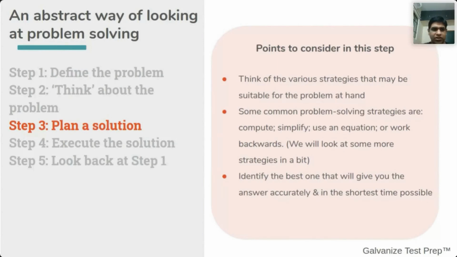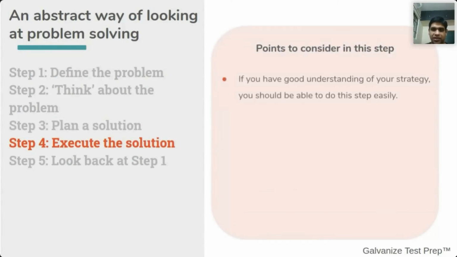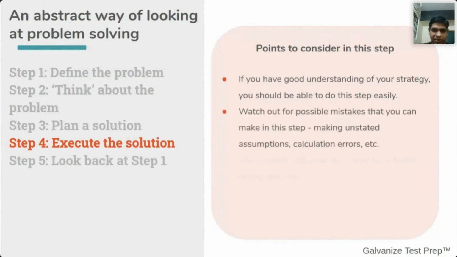right? So once you plan a solution, then you move on and you try to execute the solution. So this is usually the simplest step in this process, right? If you have the understanding of what it is that you're trying to do, and if you know the concepts, right, you should be able to do this really well. The only warning is to work carefully, right? Don't be in a haste.